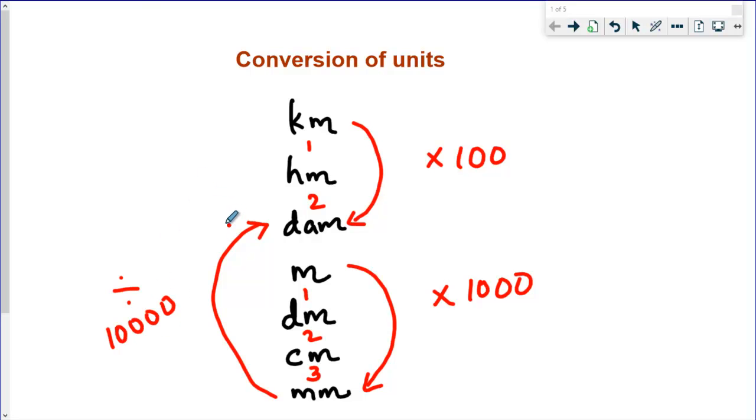Now if you want to convert from dam to km, that also you have to divide. Now in between dam and km, how many tens are there? There are 2 tens, so we have to divide it with 100. In that way we can convert from one unit to another unit. For converting bigger unit to smaller unit, we have to multiply. For converting the smaller unit to bigger unit, you have to divide.